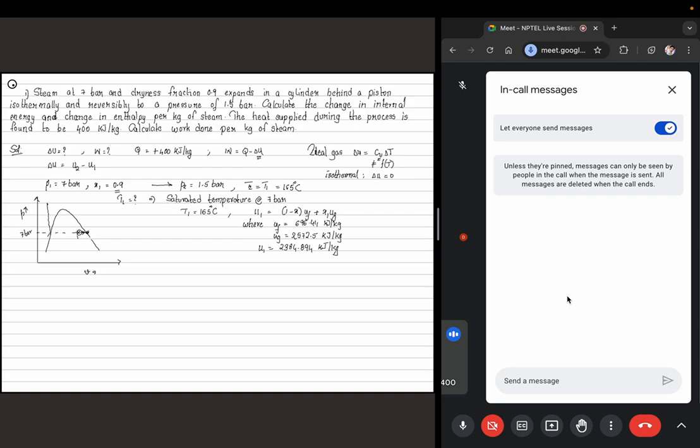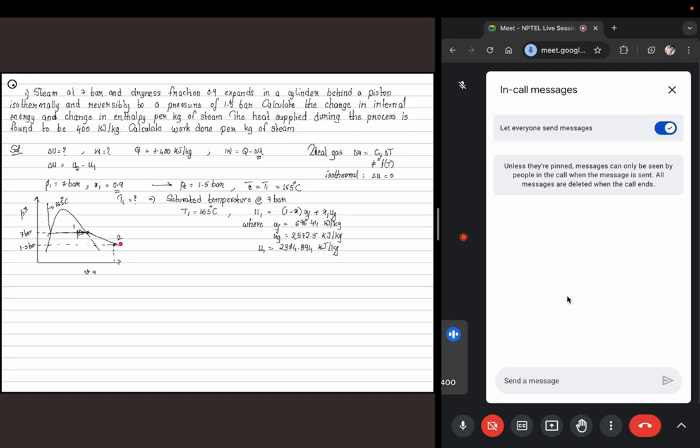So if this is my isothermal line that would go along this, and I'm at initial state 1. And what happens if you're moving along the line? Your temperature is constant. So this temperature is around 165 Celsius. You will end up at a new point where it is given that the final state is at 1.5 bar. So this is your final state 2.